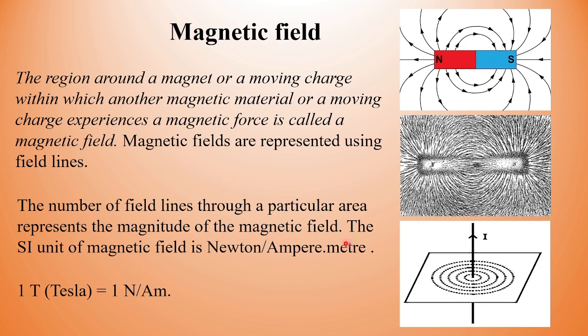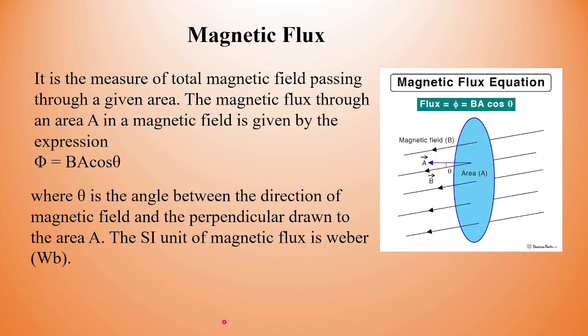How can we measure the magnetic field? The SI unit of magnetic field is Newton per ampere meter. Another unit is also there, that is the Tesla. 1 Tesla is equal to 1 Newton per ampere meter.